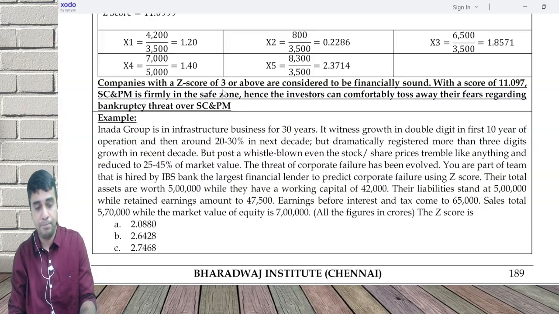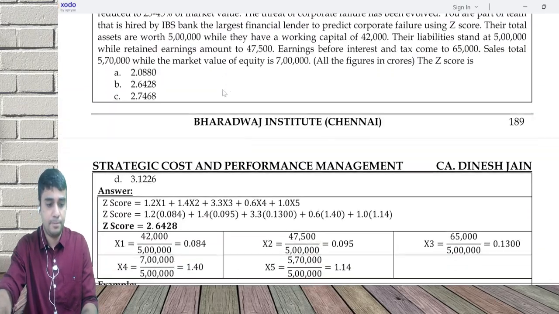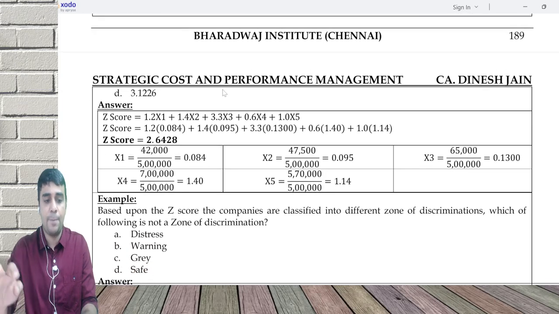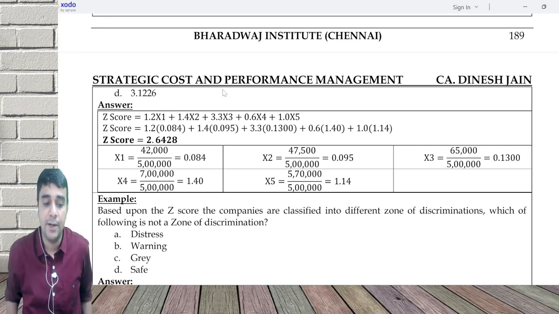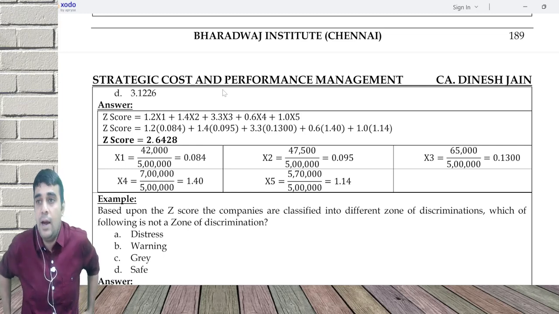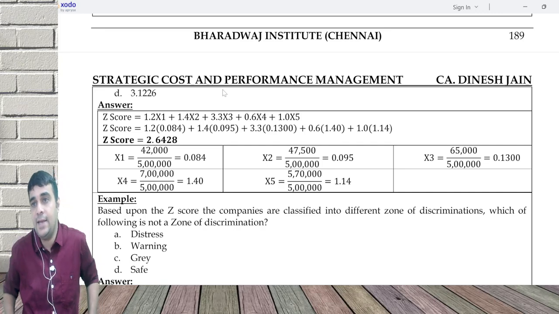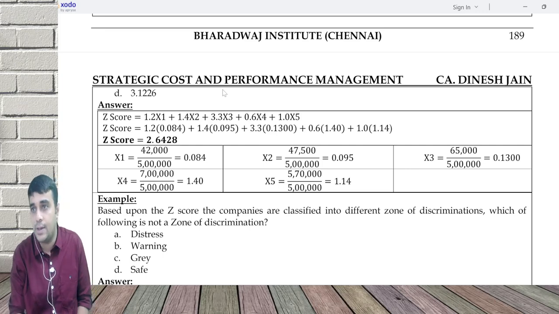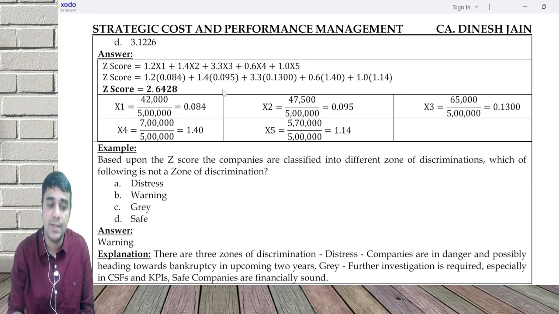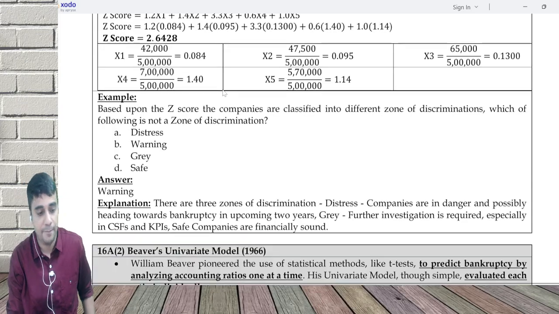Now, based upon the Z-score, the companies are classified into different zones. Which of this is not a zone of discrimination? I do not have warning. I call it distress, gray, and safe. Gray is in fact like a warning, but I do not call it warning. I call it distress, gray, and safe.